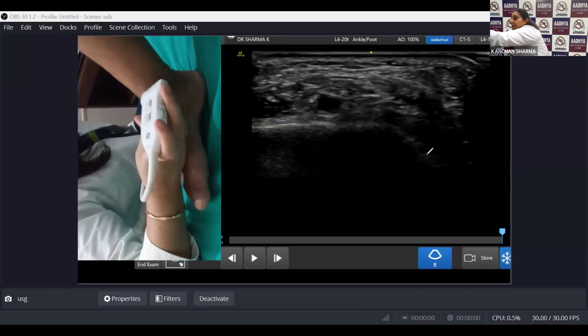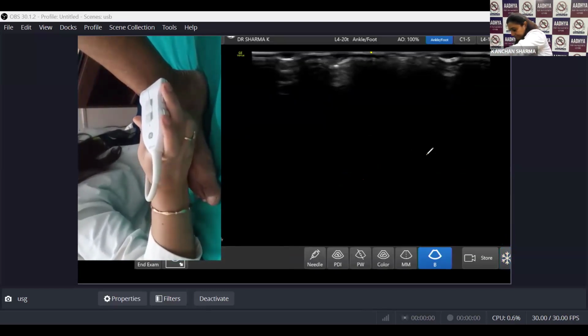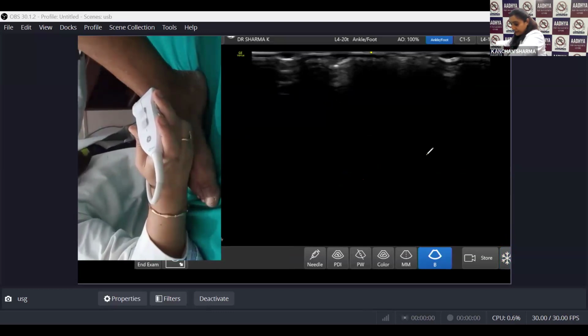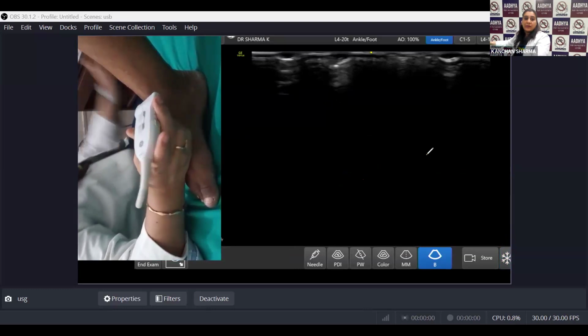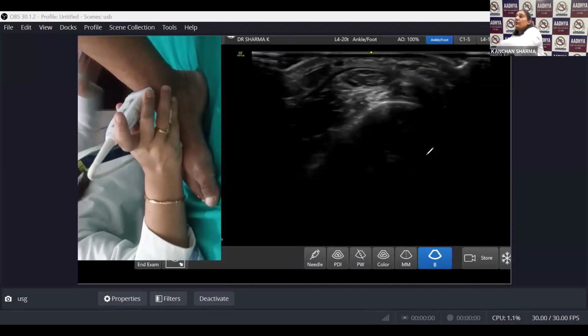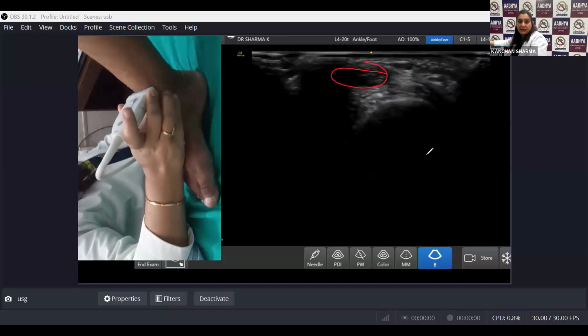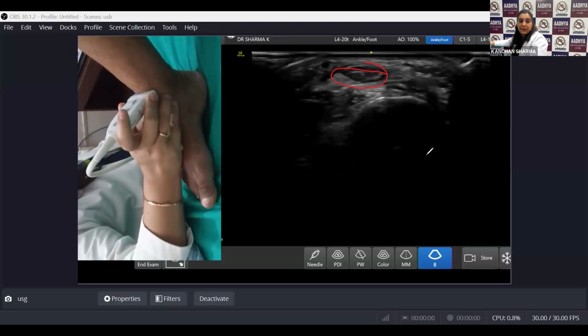So I'll bring my machine a little closer to me. Now it will be fine. Machine was quite far from me. So what you are seeing here, this one, this is tibialis anterior, right? This tendon which you are seeing, the biggest one, that is tibialis anterior.